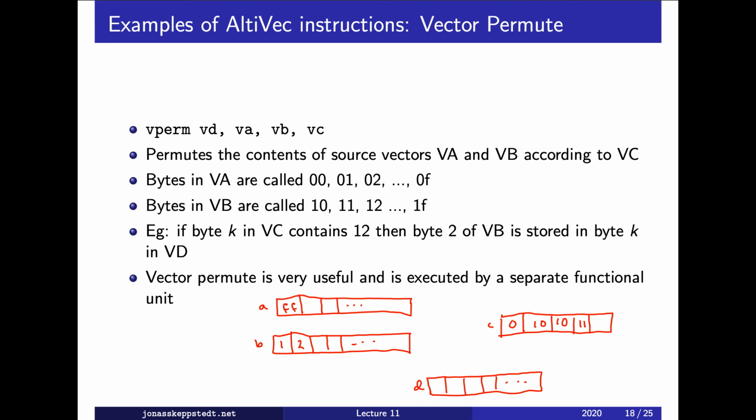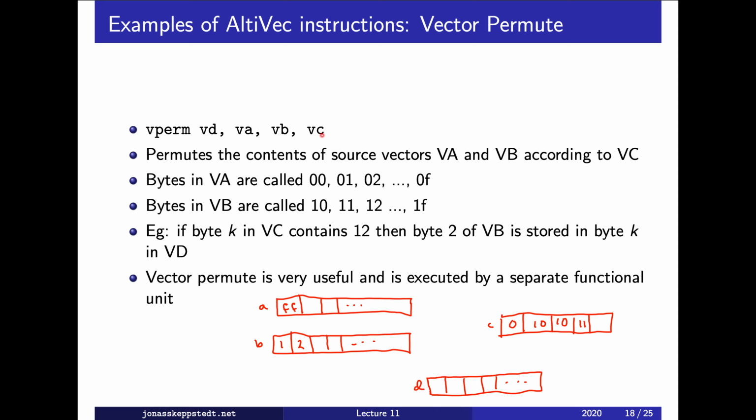Okay, one very useful instruction is called vector permute, and it takes 3 source operands, A, B, C, and produces a value in D. Its purpose is to select bytes from vectors A or B. It doesn't only have to select 1 byte from A or from B, but it can select any byte from either of these and put it in a byte in D.